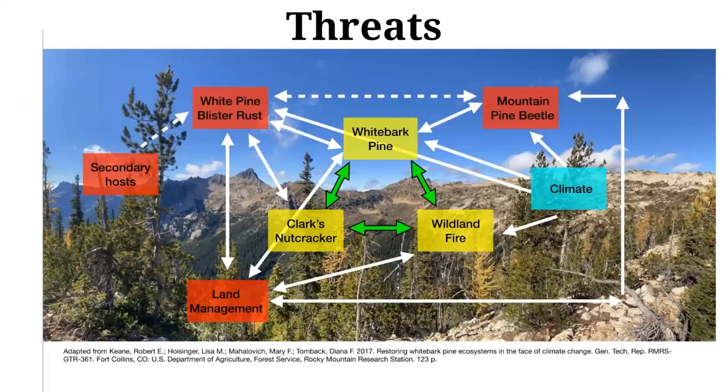And this slide is kind of complex, but I show it for that reason. To understand these threats to five needle pines, there are complex relationships. This is a diagram specifically for whitebark pine, but it illustrates that there are interactions between the climate and fire and the pine beetles. There's the Clark's nutcracker, which is important for whitebark pine seed distribution. There are secondary hosts for white pine blister rust, and those secondary hosts have interactions with the climate. So we need good data to help understand these threats and help the five needle pines.